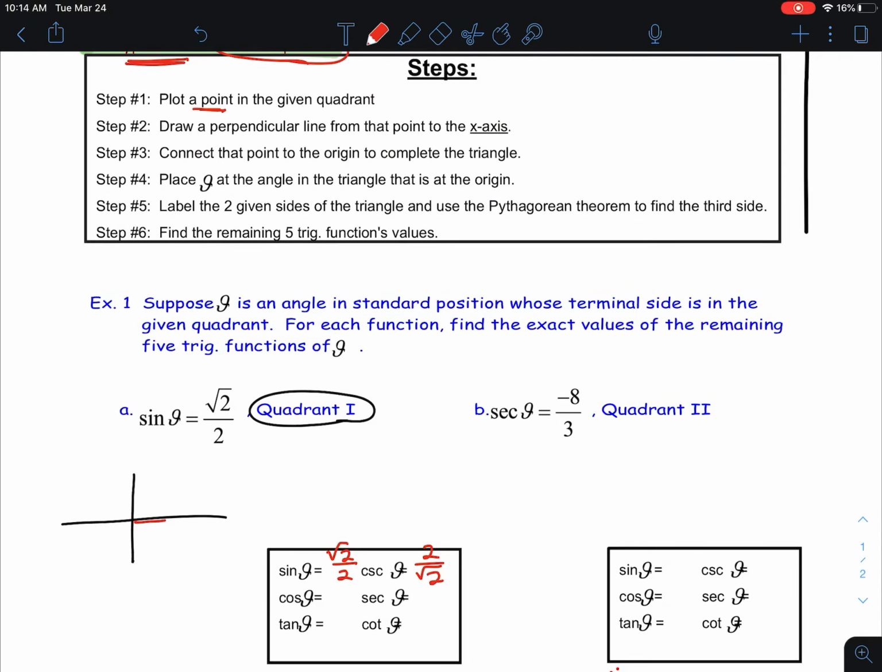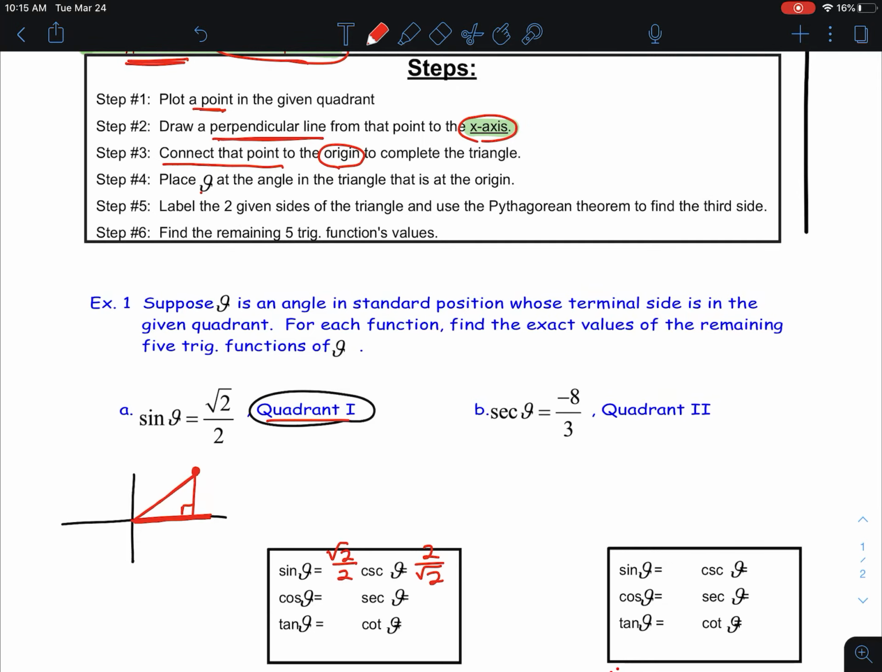Once again, just keep in mind that we're thinking of this in terms of angles. So the initial side is always going to be on the positive side of the x-axis here. When it says quadrant 1, it doesn't really matter even where you put the point. Just stick a random point anywhere in quadrant 1. Don't make any markings on the xy axis. You're then going to draw a perpendicular line from that point to the x-axis. So just drop it down to the x-axis. Then you're going to connect that point to the origin, and this will complete your triangle.